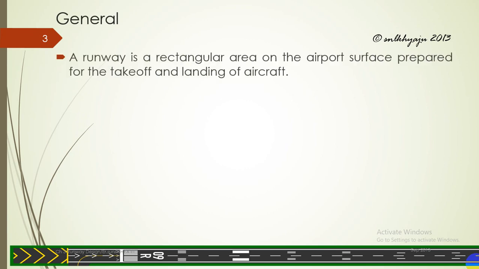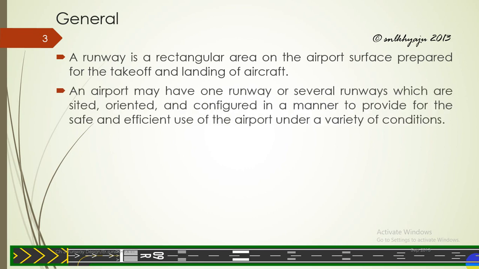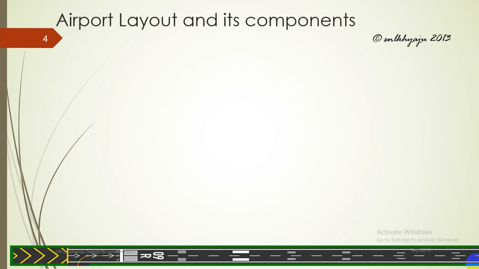General. A runway is a rectangular area on the airport surface prepared for the takeoff and landing of aircraft. An airport may have one runway or several runways which are sited, oriented and configured in a manner to provide for the safe and efficient use of airport under a variety of conditions. Airport layout and its components.